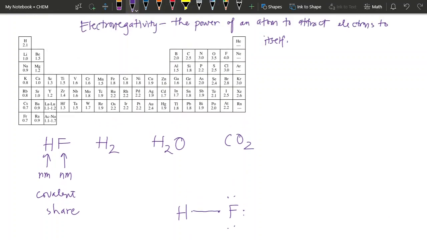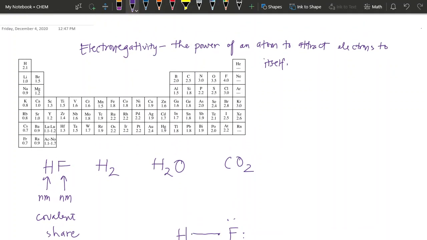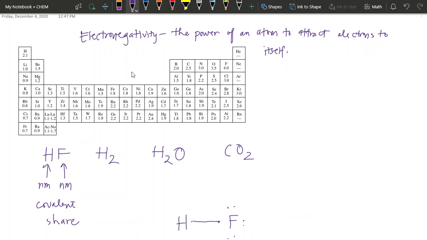So let's discuss the concept of electronegativity. Electronegativity is the power of an atom to attract electrons to itself. It refers to the strength of the pull of an atom to attract electrons to itself. So these are the different values. It's also present in your table of elements. So here we have H. The electronegativity for H is 2.1, and the electronegativity for fluorine, that's 4.0.